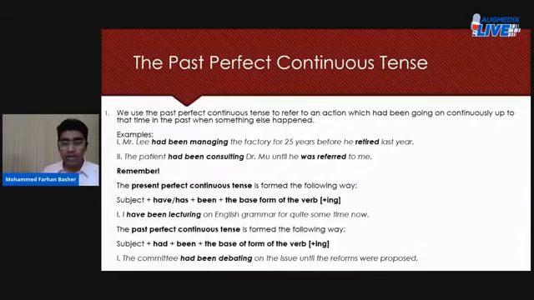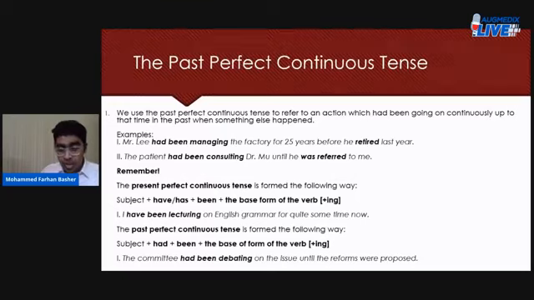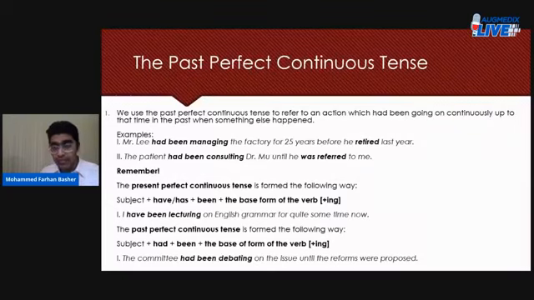In both these examples, something had been happening until another event followed, until something else happened, right? So number one, Mr. Lee had been managing. Now he stopped managing when he retired. So Mr.